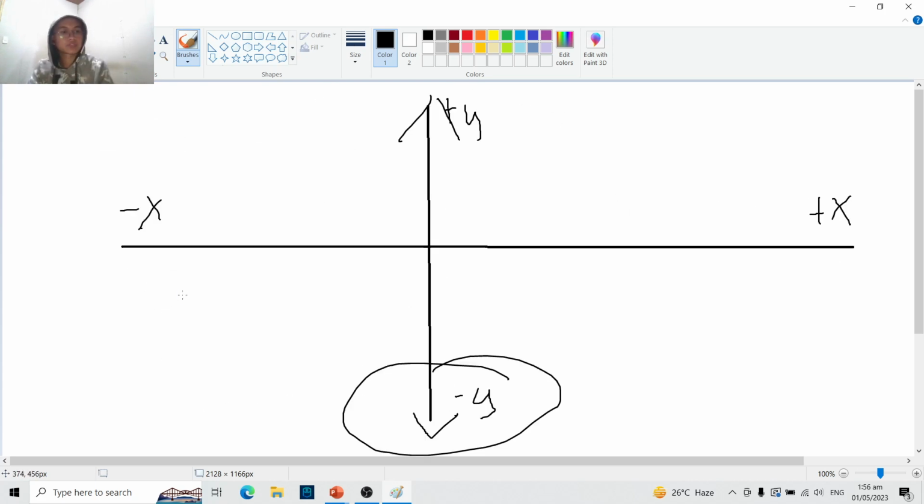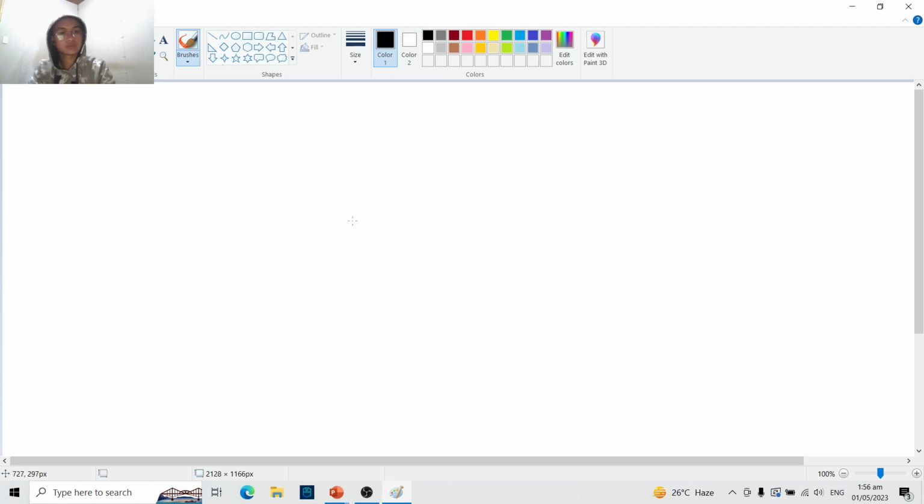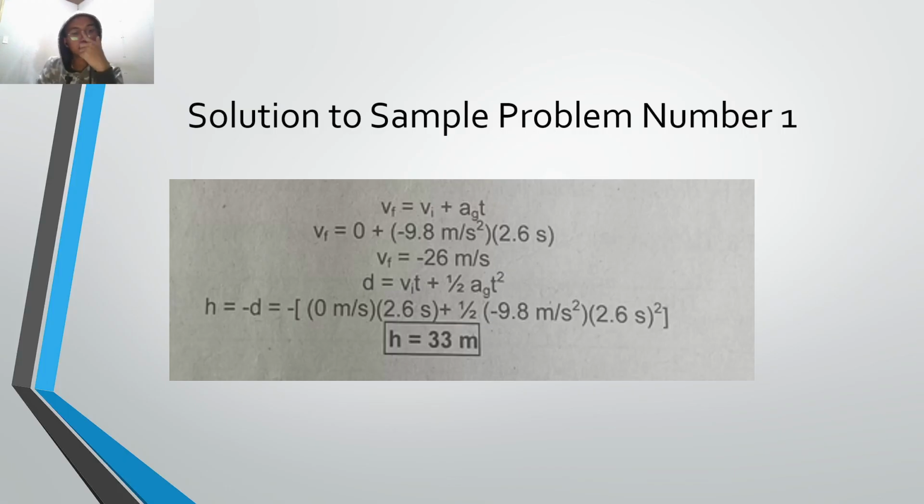So that is your final velocity. The next thing to ask for is h, or the height, which is also the distance from where it falls from the top to the ground. It is the same. Use the distance formula, which is VI times time plus 1 half acceleration due to gravity times time squared, in which your initial velocity is equals to 0.